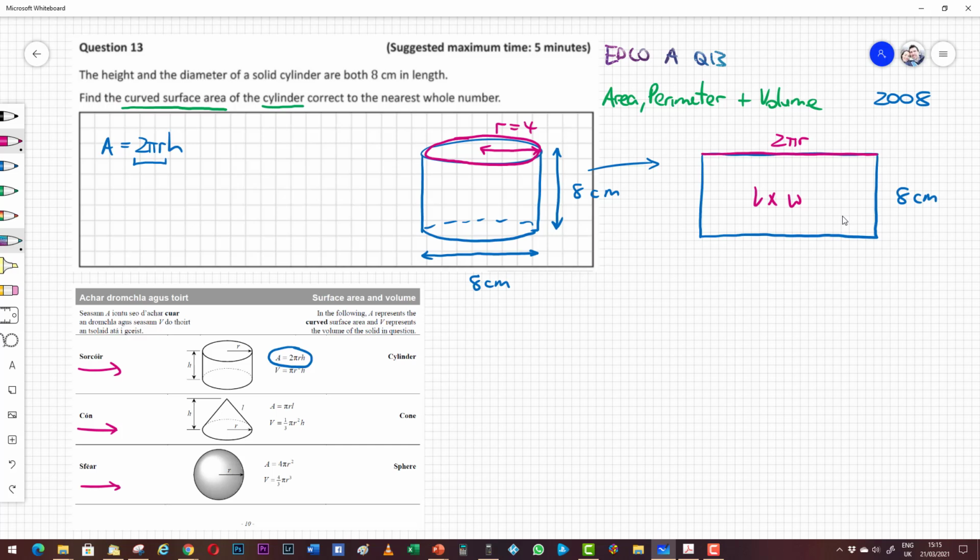Now, do we have to draw this out every time? No, not if we're not asked for it. But just because it is a short question, it's nice to see where some of these things come from. So we'll fill in the measures that we're given. So we have 2 times pi.